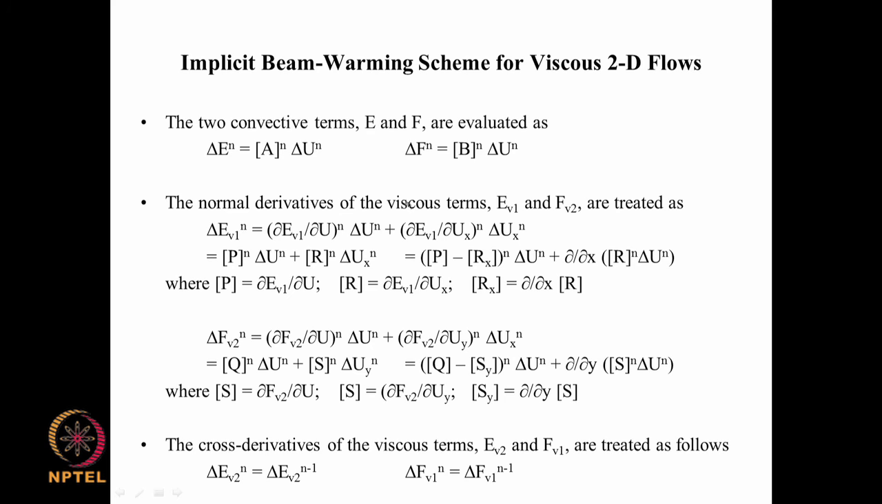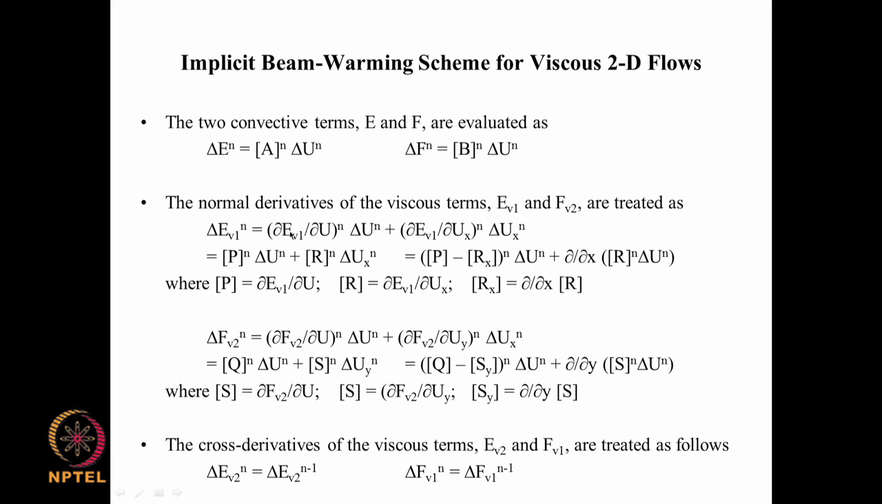And the normal derivatives, that is EV1 and FV2. Because FV2 is dou u by dou y, dou f by dou y, this gives you dou square u by dou y square, and the E term appears with dou e by dou x, so this will give us the dou square u by dou x square term. Dou square u by dou x square and dou square u by dou y square are normal stresses, and these are evaluated as, even these are functions of u.